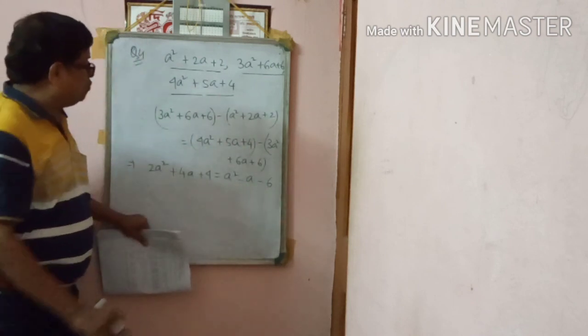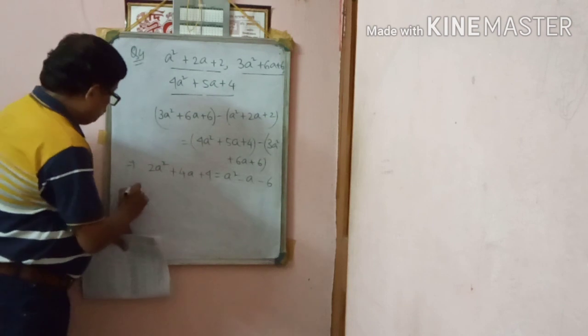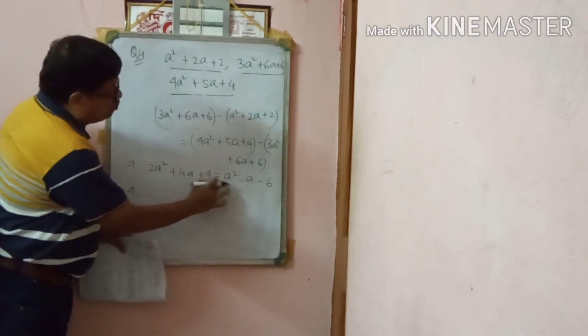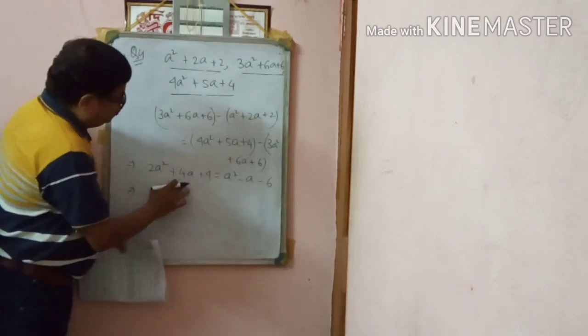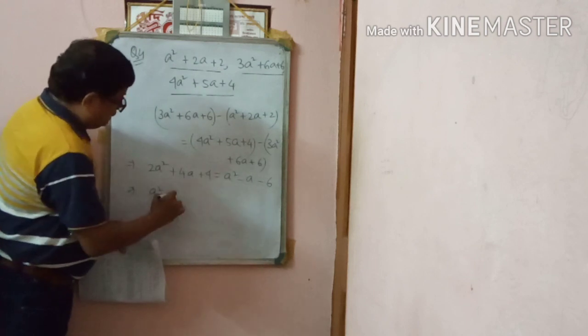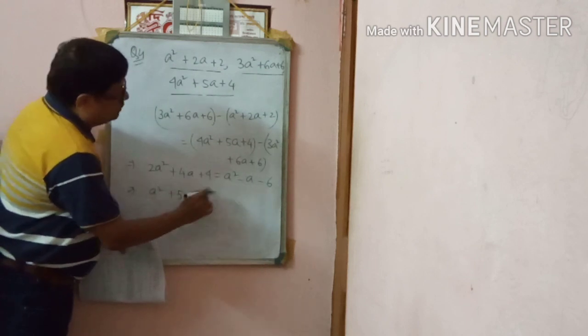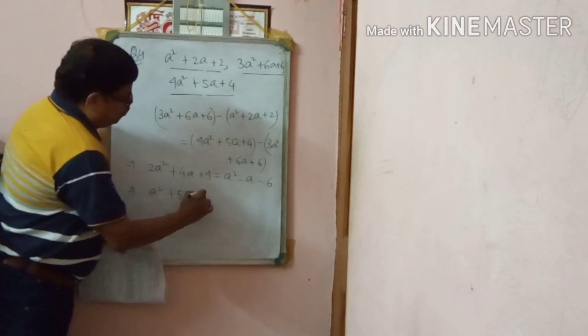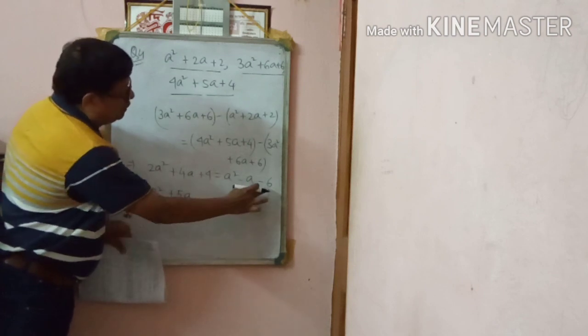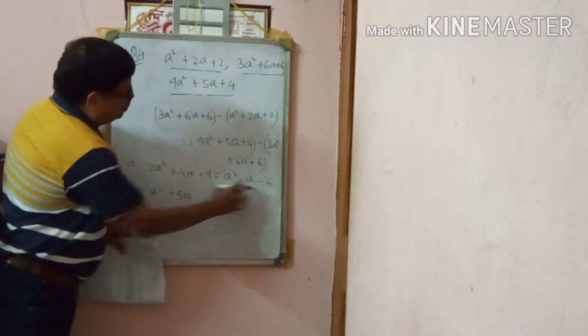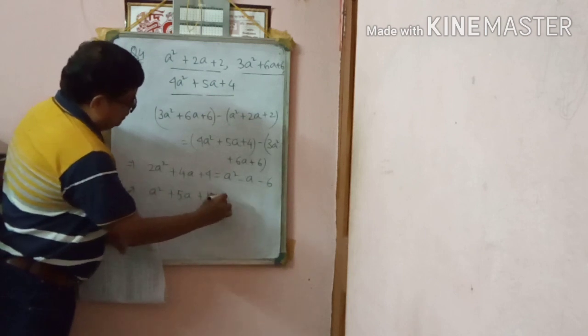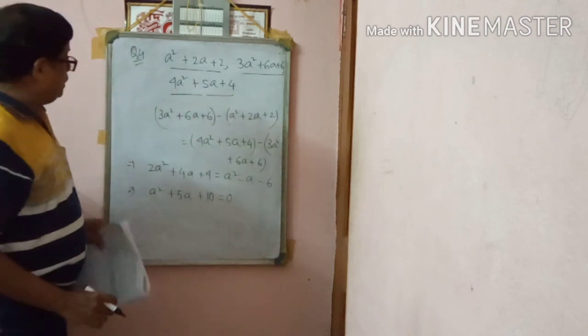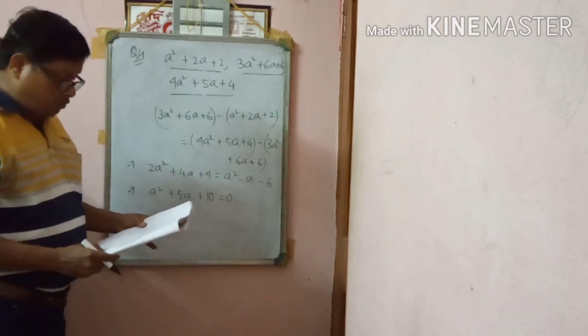Okay, so take all terms to one side. 2a square minus a square will be a square, 4a plus a will be 5a, here 4 plus 6 is 10, equal to 0.